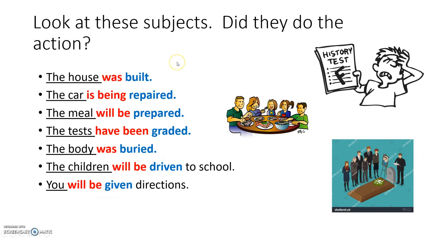Okay, again, look at the subjects. Did they do the action? I have the subjects underlined. I have the be verb in red. The be verb is our helping verb. Notice it looks a little different because we're using different tenses. And then the main verb is always the past participle. Some of them have ed because they are regular verbs. Some of them don't because they are irregular. So keep studying your list of irregular verbs, right? But in all of these cases, the subject that's underlined did not do the verb. It happened to the subject.